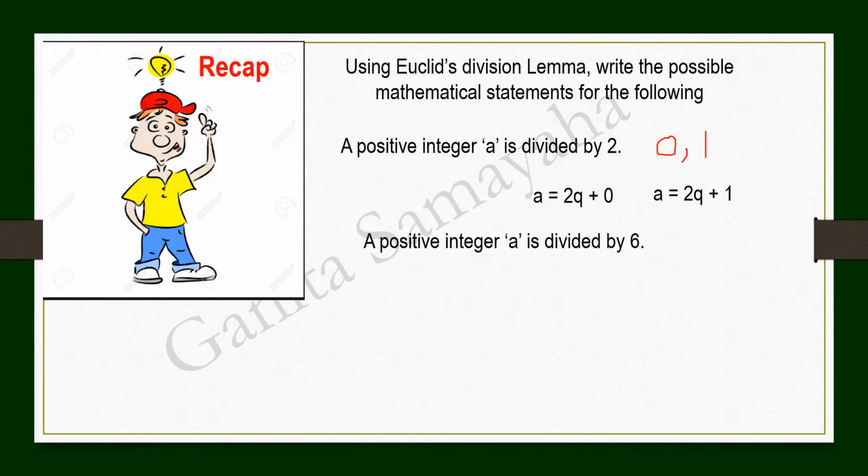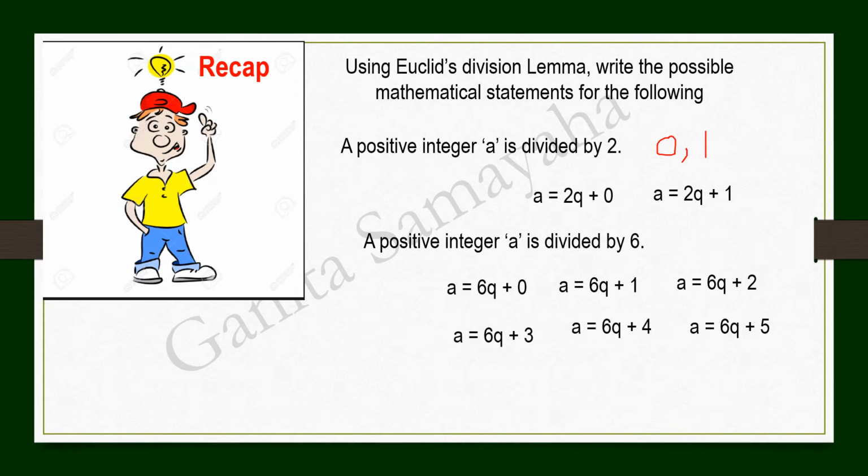Okay. So suppose you read this: a positive integer a is divided by 6. Immediately you should know that a is the dividend and 6 is the divisor. So when 6 is the divisor, what are the possible remainders? 0, 1, 2, 3, 4 and 5. So in that case we can write a is equal to, the divisor is 6, isn't it? So we should be able to write this as a equal to 6q plus 0, a equal to 6q plus 1, a equal to 6q plus 2, a equal to 6q plus 3, a equal to 6q plus 4 and a equal to 6q plus 5. So these are the possible statements.